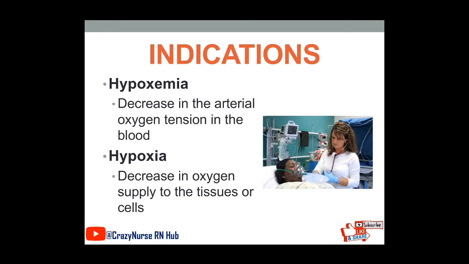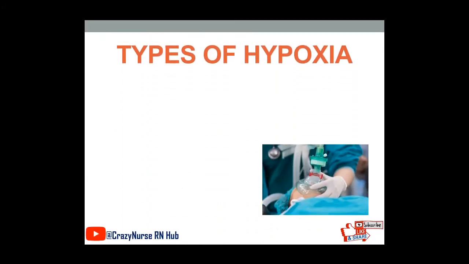Also, patients who have hypoxia, okay? So it is a decrease in oxygen supply to the tissues or cells. Hypoxia is in reference to the tissues or cells that experience lack of oxygen or insufficient oxygen. So we call that hypoxia. Now let's proceed to your types of hypoxia.